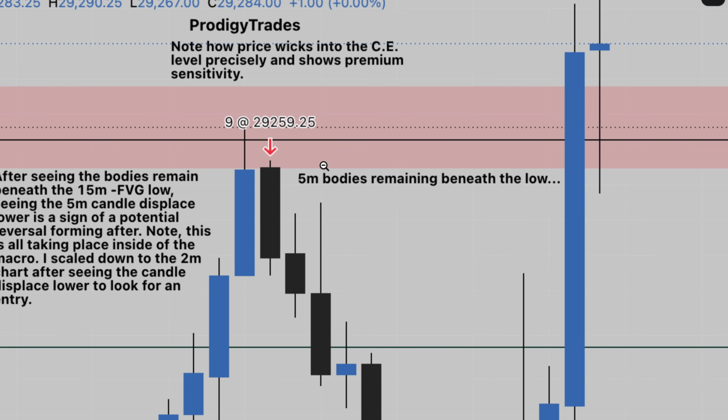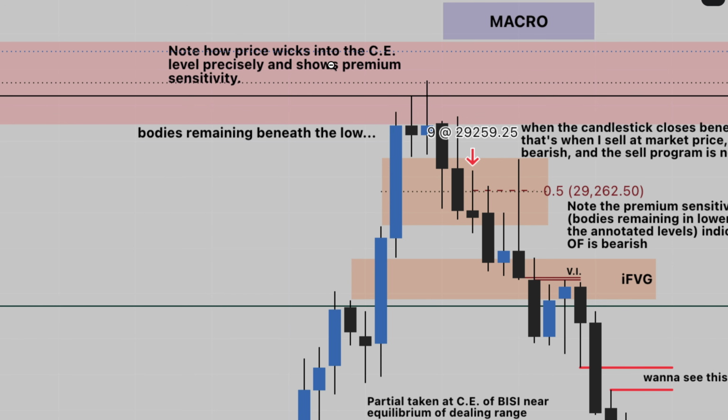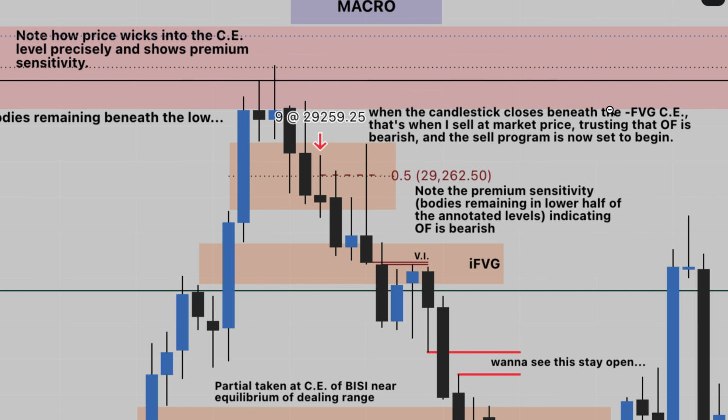I was observing how price simply wicked into the midpoint of that 15-minute fair value gap. The bodies are remaining beneath the fair value gap low. That is bearish order flow. And I executed this particular trade on the 2-minute chart. You can see that it's within the macro. Again, writing down everything that was going on in my head. I'm observing the bodies remain beneath the low. I'm writing down why I executed at this particular candlestick.